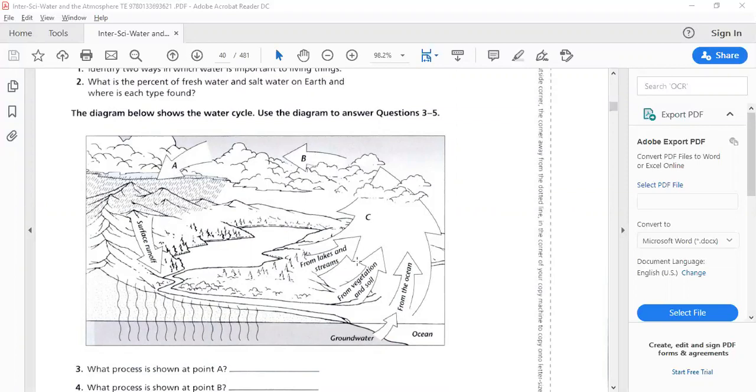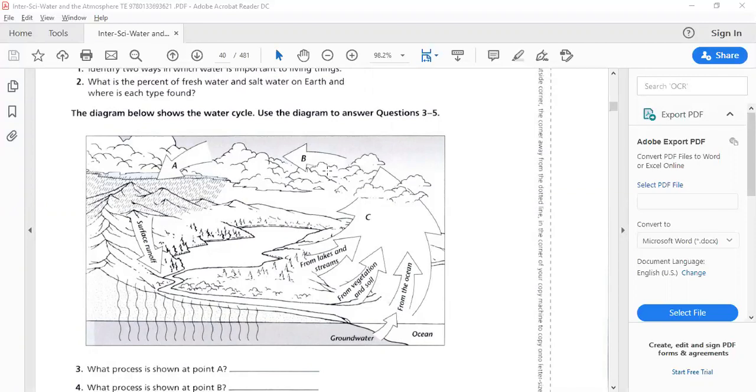Let's start from the process C here. It's talking about the water going upward to the sky, from lakes and streams, and from vegetation, which is plants and soil, and also from the ocean. I think it will be from the groundwater too. So we can say that's, guys, evaporation. So C might be the process of evaporation.